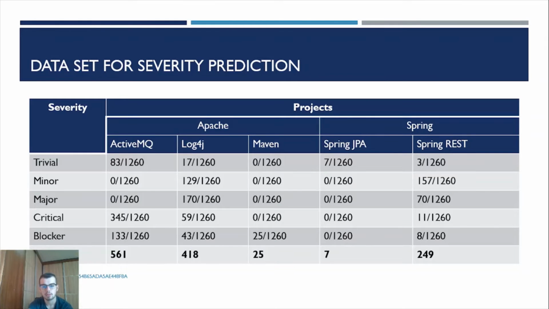For severity prediction in particular, we have created a special data set. We have extracted issues from projects such as ActiveMQ or Log4j or Spring JPA and collected them into a single data set, which was later used to train the severity classifier. This table presents the content of the constructed dataset, which is available alongside the other datasets that were used inside Bugsby at the fixture link, which is down there.